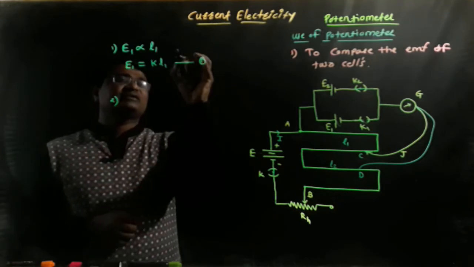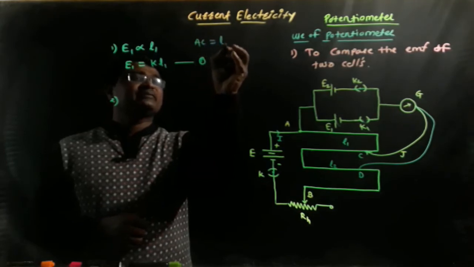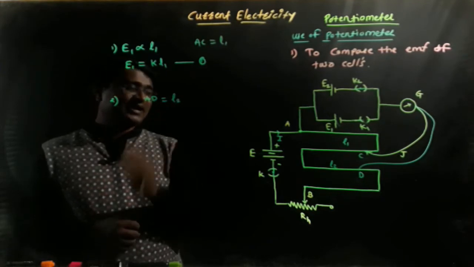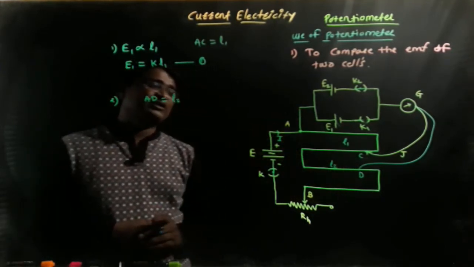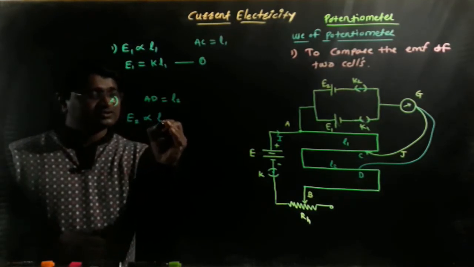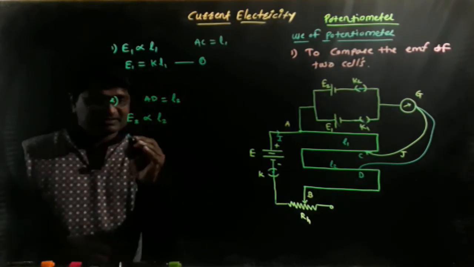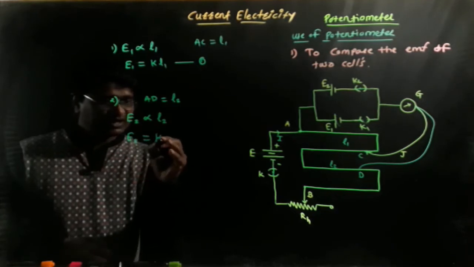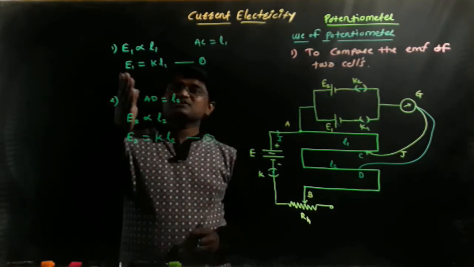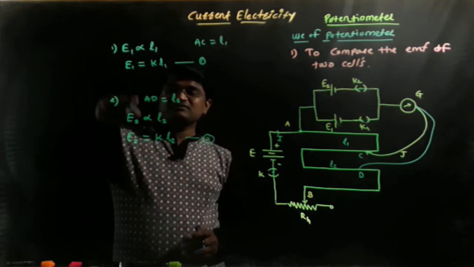It is very important: in the first concept, the wire AC has length L1, and here the wire AD has length L2. By the principle of potentiometer, the potential E2 is directly proportional to the length of the same portion, that is E2 is directly proportional to L2. It means E2 is equal to K into L2. Call this equation number 2. In the first case we found equation number 1, and now equation 2, so we have two equations for the two cells E1 and E2.